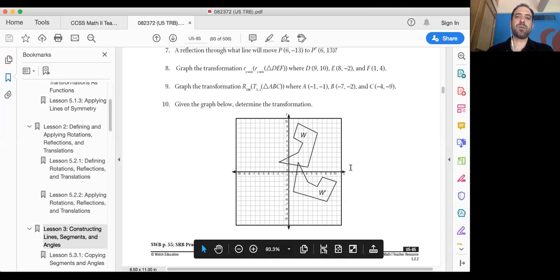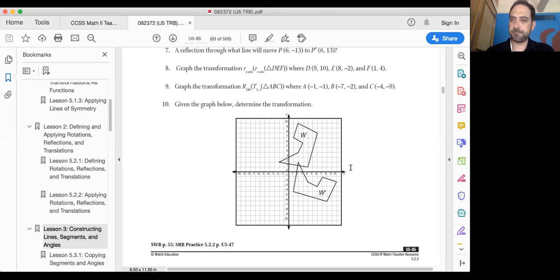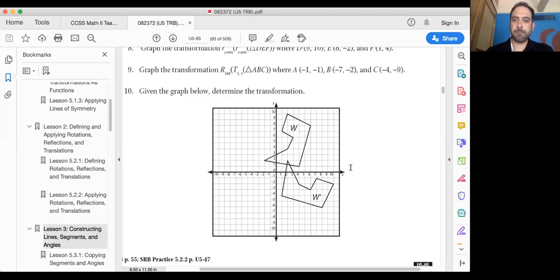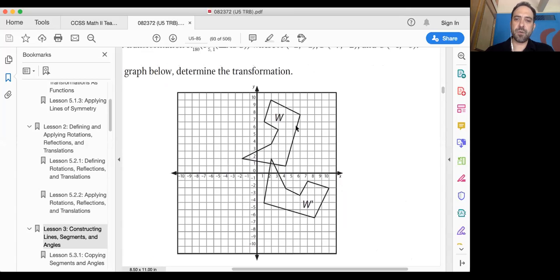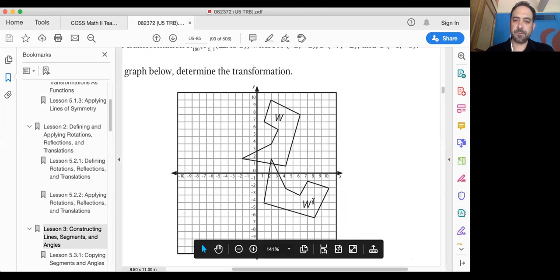All right, guys, for number 10, I am just going to give you a strategy. Okay, guys, so here's the thing. Let's look at this. We have W right here, and we have W prime. You see that little prime right there? So W prime is our image, and W is our pre-image. So this is where we start. That's where we end up.